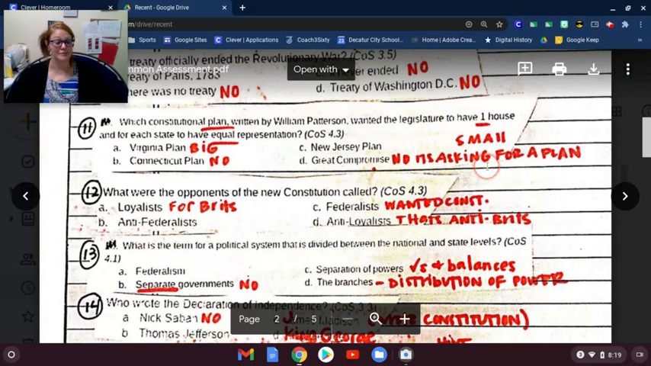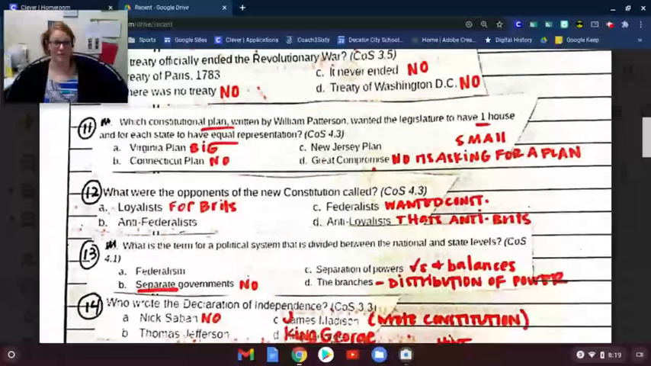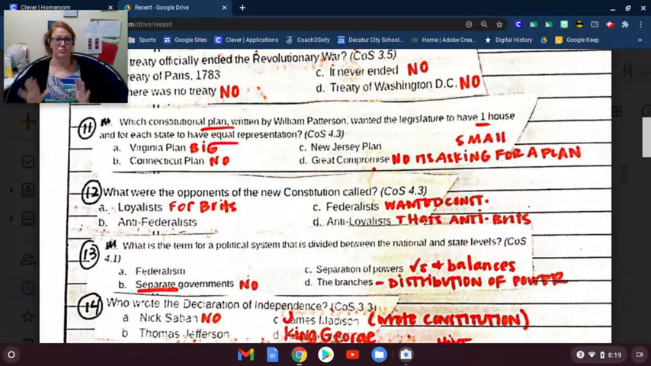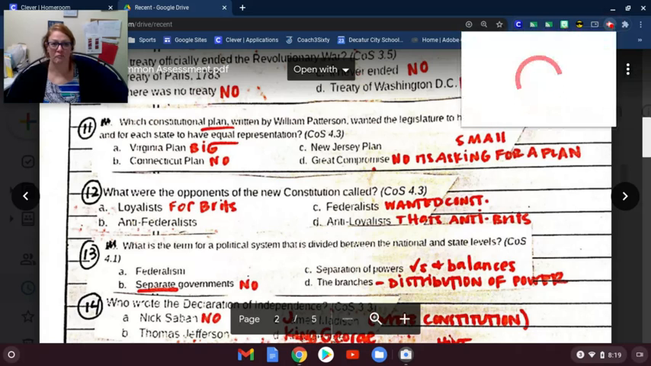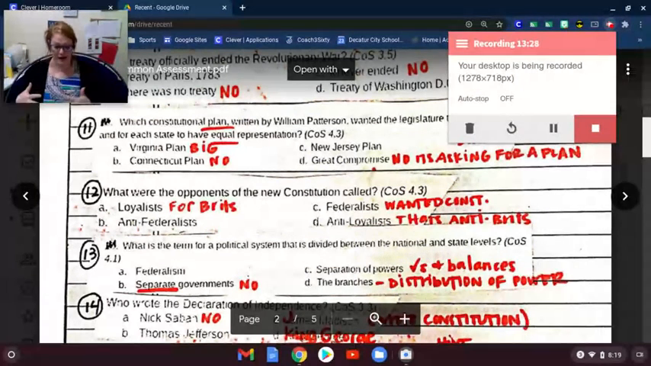And hopefully this helps. I will upload this PDF, okay, to the Google Classroom. I do have some stuff written on all of the questions that will be on your assessment next week.